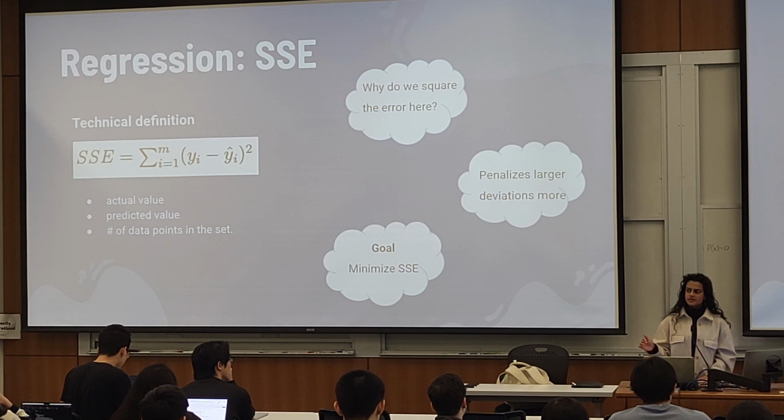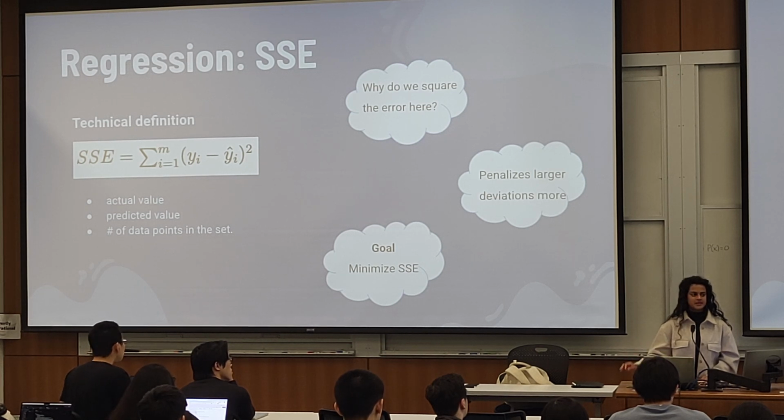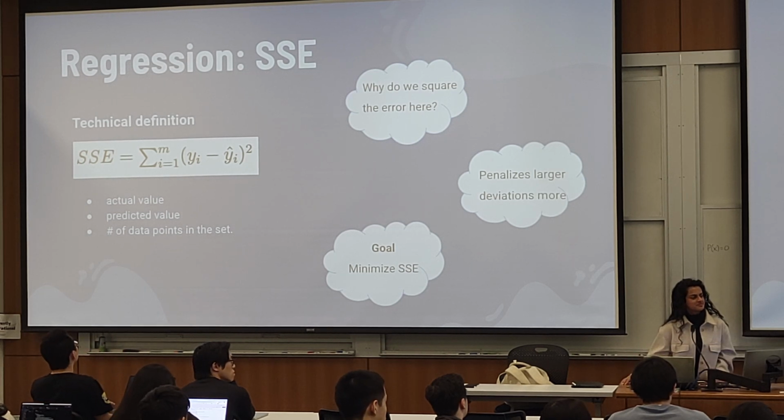Can anyone think of why we would want to square the difference between our predicted value and the actual value in our data set before we add it all together? Yeah, perfect. To get rid of the negative values.